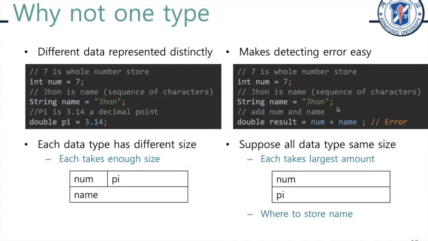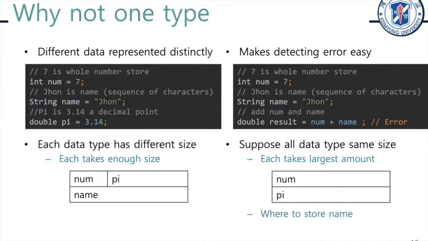You cannot combine an integer and a string. Later you can use some processing in order to combine them. That means first you have to convert this into a string, or you have to convert this one, John, into an integer, and then you can combine them. But as they are, this is an integer and this is a string. You cannot add them. This is an error. And if you try to do this, the compiler will give you an error. So by using different types, it becomes easier to detect errors.